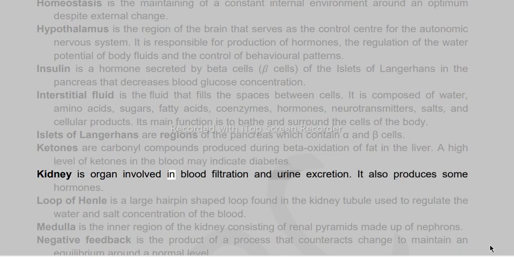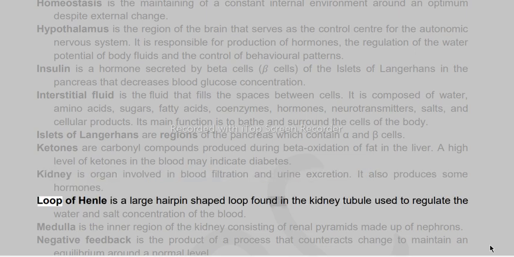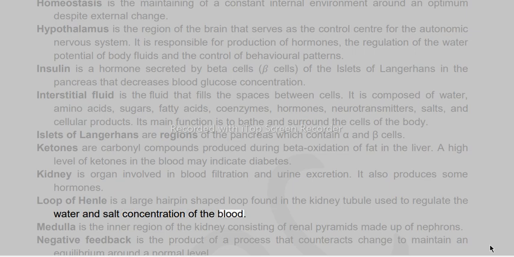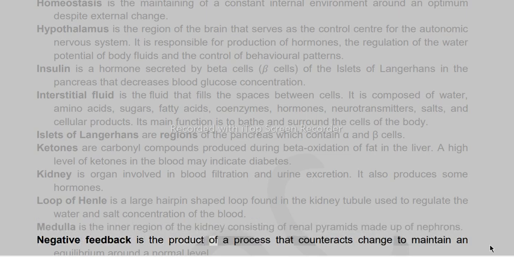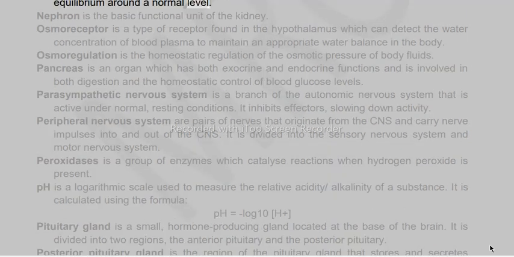Kidney is an organ involved in blood filtration and urine excretion. It also produces some hormones. Loop of Henle is a large hairpin-shaped loop found in the kidney tubule used to regulate the water and salt concentration of the blood. Medulla is the inner region of the kidney consisting of renal pyramids made up of nephrons. Negative feedback is the product of a process that counteracts change to maintain an equilibrium around a normal level. Nephron is the basic functional unit of the kidney.